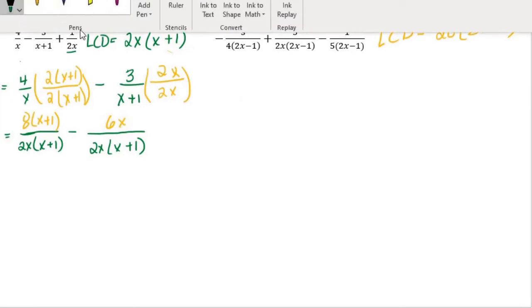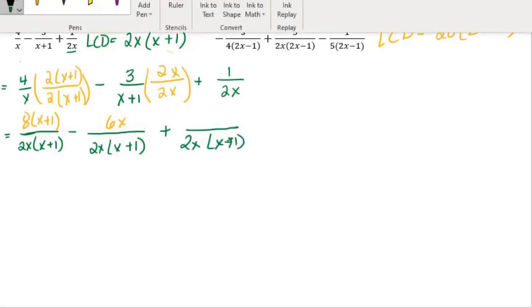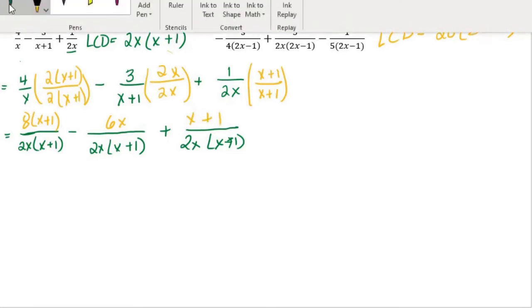And then finally, we're drifting into this last problem. Let me try to tidy it up a little bit. 1 over 2x. And we'd like to turn that into a fraction that has a denominator of 2x times x plus 1. And if you're starting to see places where you can skip steps, that's fantastic. But the first couple times that we do any of these examples, we want to make sure that we're following the steps quite carefully. Here we're going to multiply top and bottom by x plus 1. So our new numerator is 1 times x plus 1. And that's the hard part done.